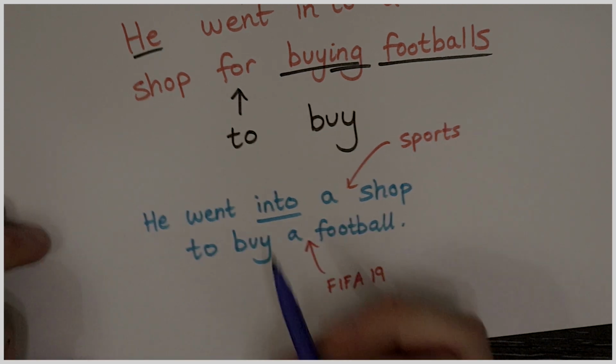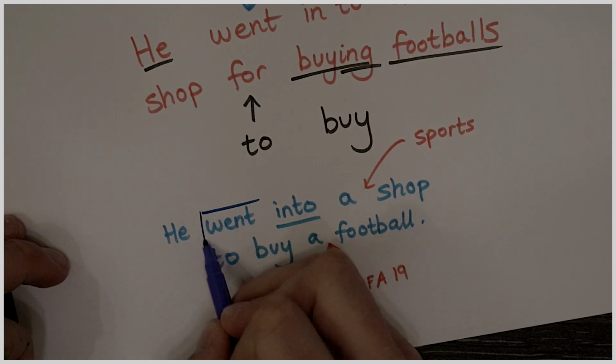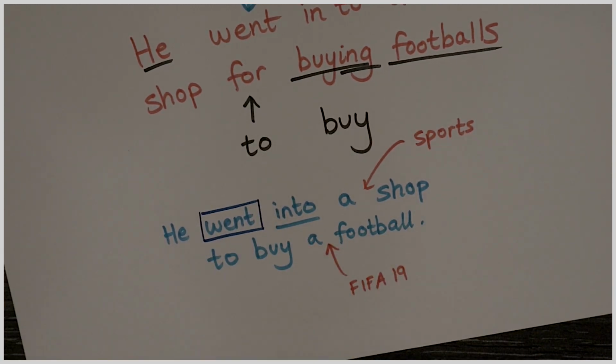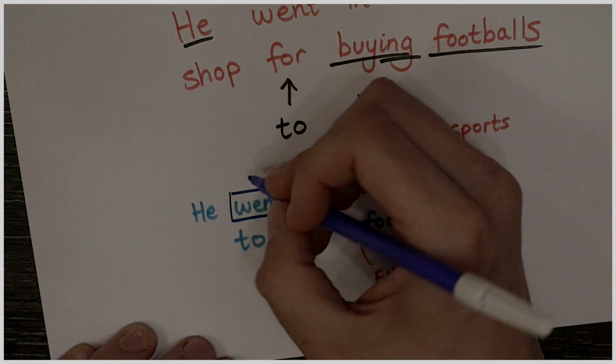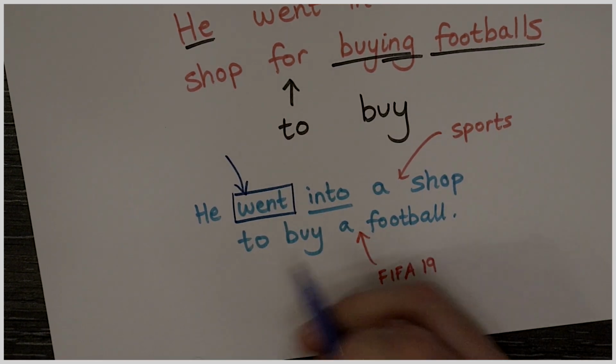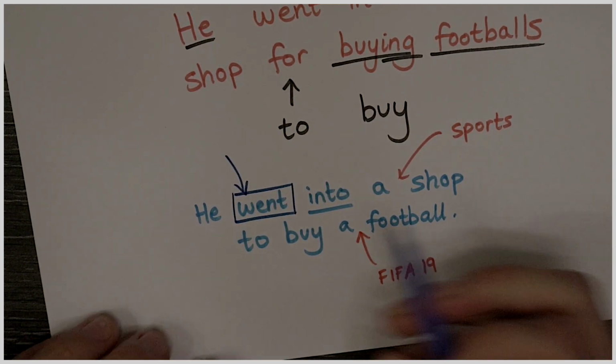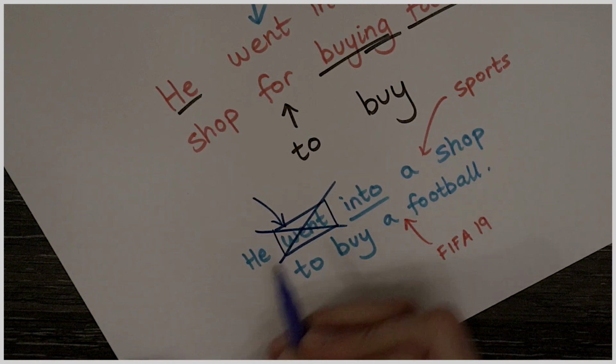Now there's one thing I hate, and I'm going to pick up on it. It's this word, went. Went doesn't tell me anything. It just tells me that he went into a shop. I want to ask, how did he go into the shop? So now we have a chance to change went for a different verb. Maybe we could describe how he went in.